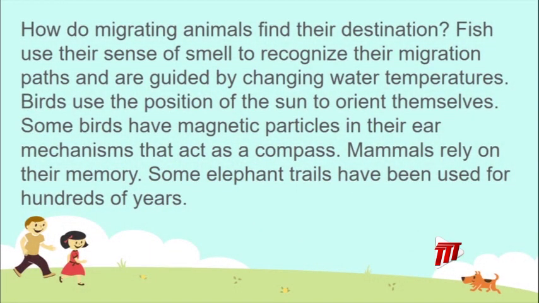They have something in common throughout the entire passage. What is it? That's correct. All of the animals are migrating. But do they migrate the same way? Because we saw where the fish use the sense of smell. The birds, they have magnetic particles in their ears. The mammals use memory, and the elephants have trails that have been around for hundreds of years. So are their migration patterns the same?